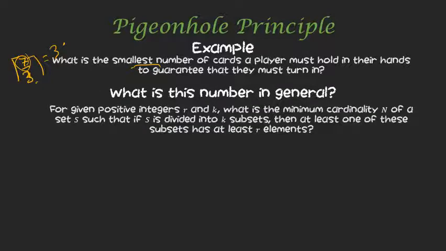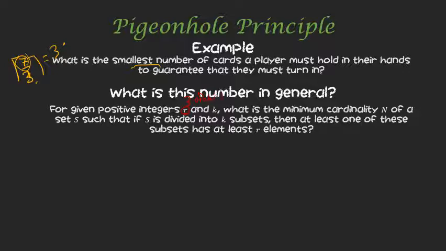That is, if I give you positive integers r and k, what's the smallest cardinality n of a set S, such that if S is divided into k subsets, then at least one of these subsets has at least r elements. All right, so this is a huge mouthful, but it's just like the question that was asked in the last one. So given positive integers r, r here is like the 3 in the last one. We wanted 3 of the same kind.